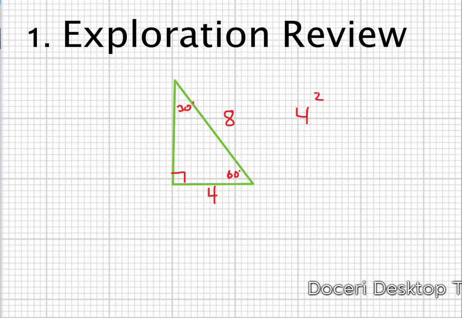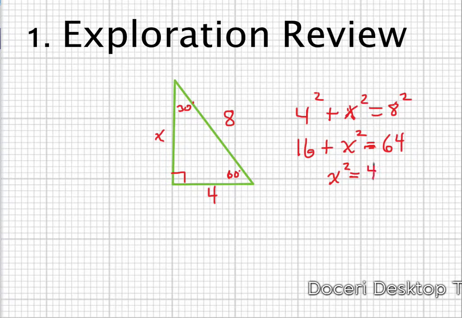So I'm going to do 4 squared plus, let's say this is x, that's going to equal 8 squared. 4 squared is 16 plus x squared equals 64. So I'm going to subtract 16 from both sides. So this leaves me with x squared equal to, let's see, that'd be 48. Is that correct? 64 minus 16. Yep, 48. So that works out.